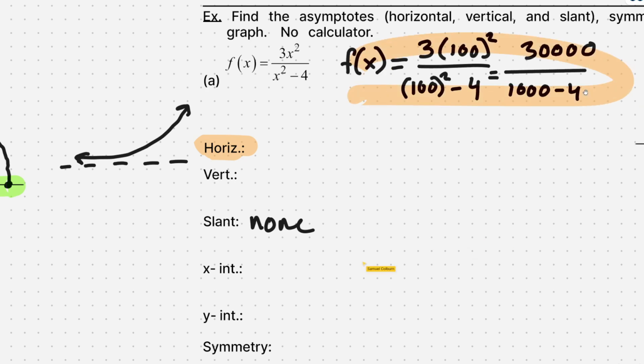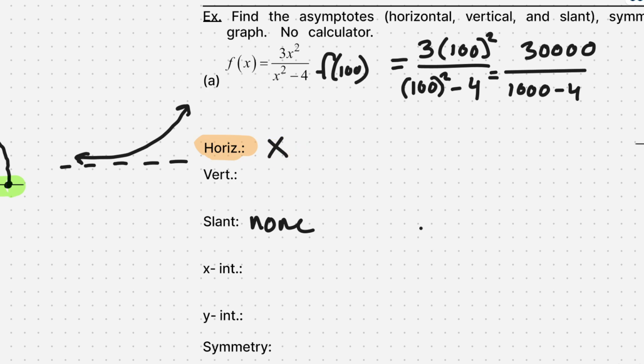So what is the result when we plug in a really, really big number, like 1,000 or 1,000,000 or even bigger? Well, it gets closer and closer to something divided by something that's very, very close to 3. Okay.